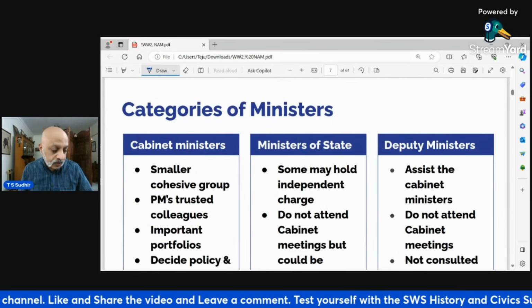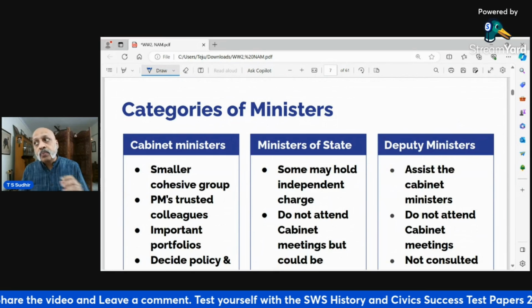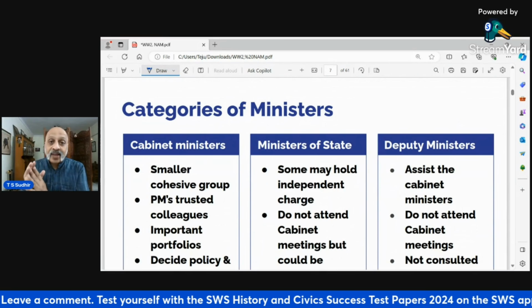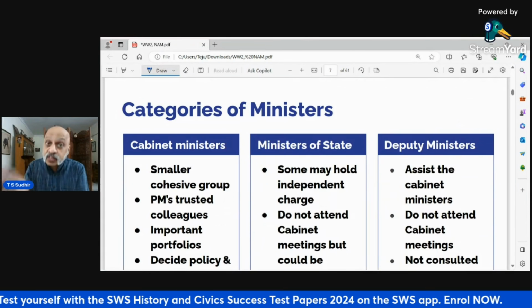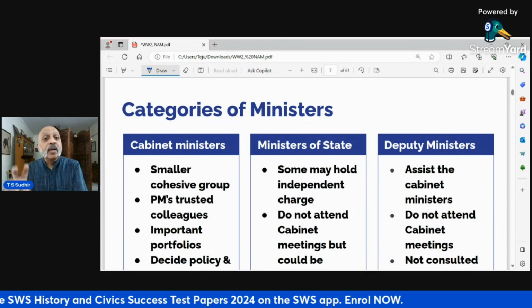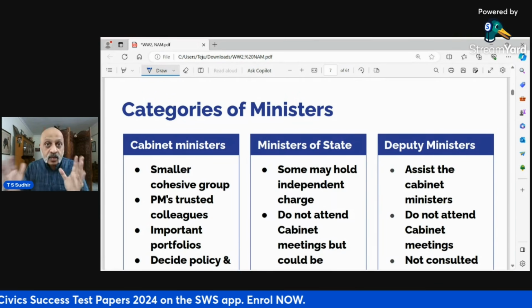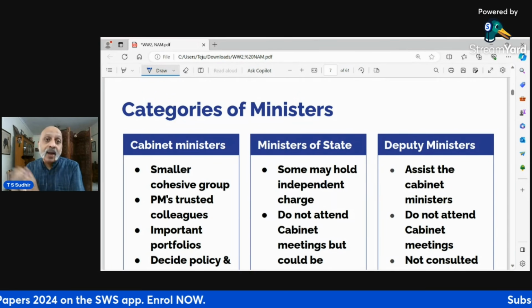So that's when, after 1979, the difference between the Council of Ministers and the Cabinet, as far as the Constitution is concerned, became clear in so many words. It was spelled out in black and white.